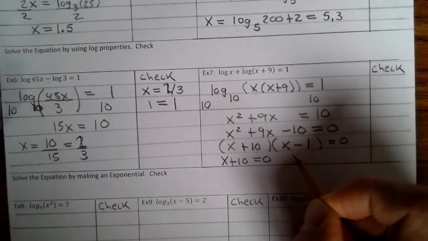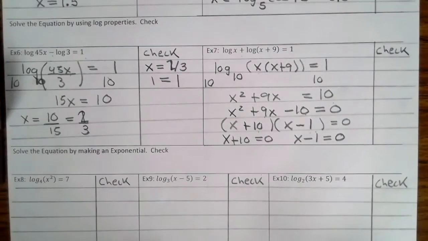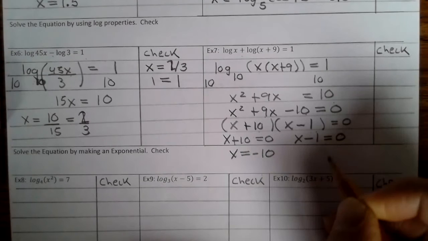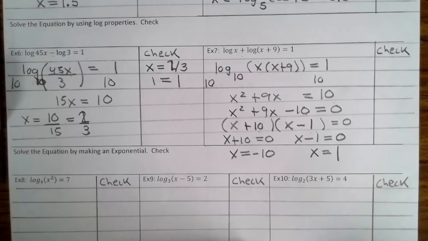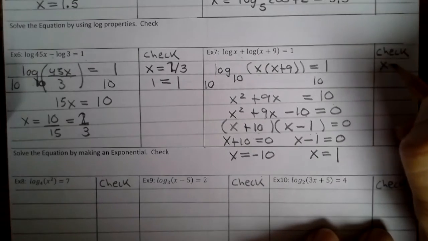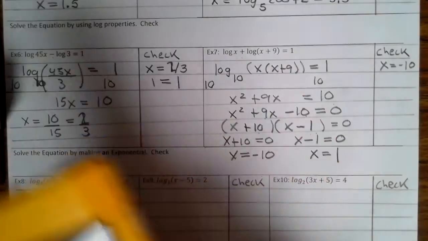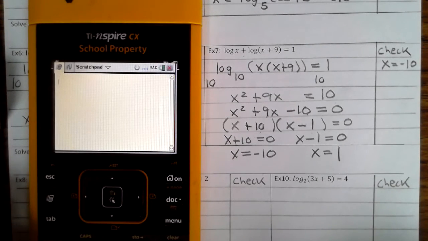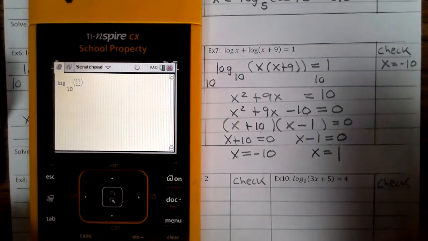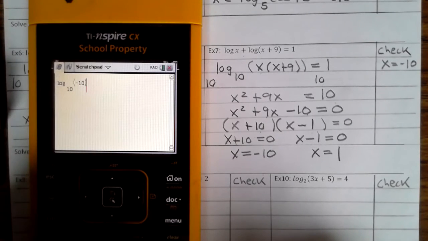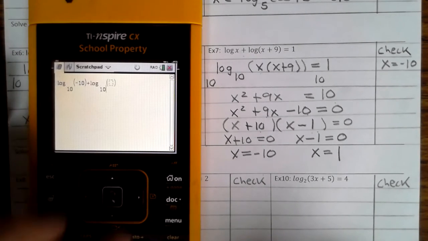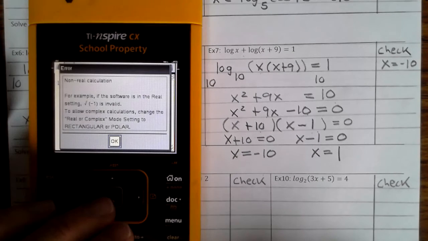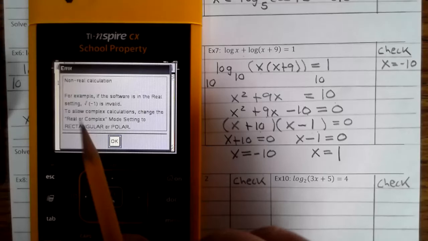So x equals negative 10. All right? So we're going to plug that in. So then that's control log base 10 of negative 10 plus control log base 10 of negative 10 plus 9. Now this says it's a non-real calculation. Okay, so what we know about x equals negative 10 is we get error, which does not equal 1, so we call this an extraneous solution.